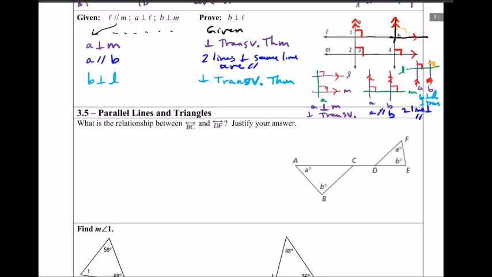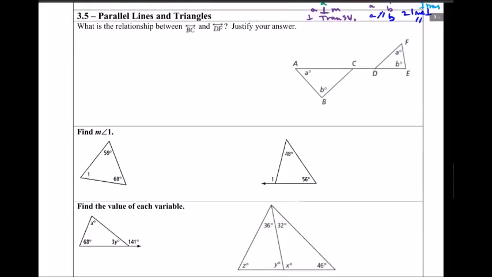All right, so that was 3.4. You're going to try to make those confusing. Don't let them be. Think of them as corresponding angles and match them up with the pictures in your notes. All right, 3.5, parallel lines and triangles. These were fun.